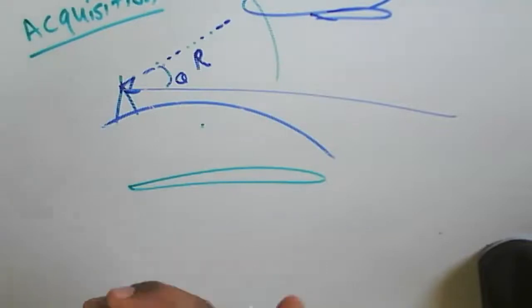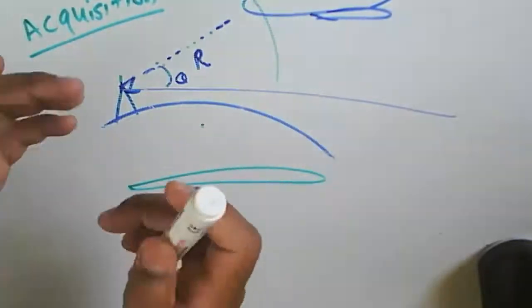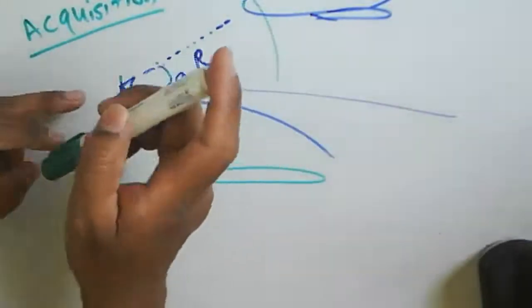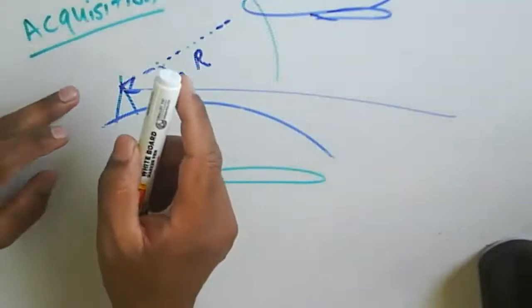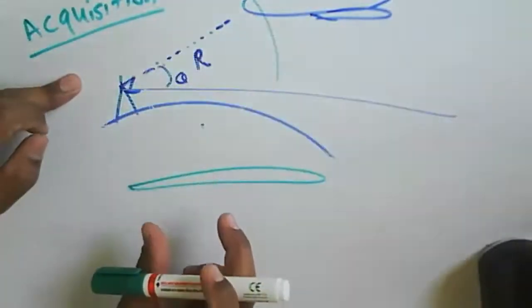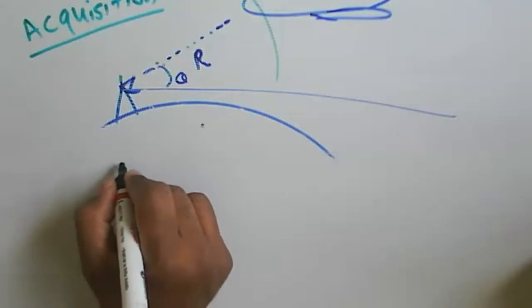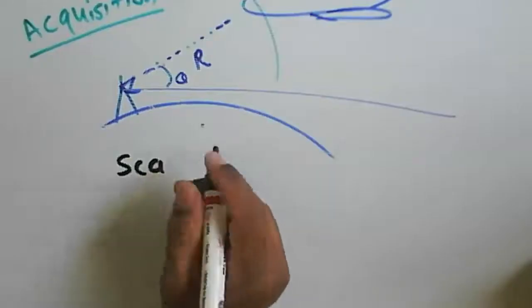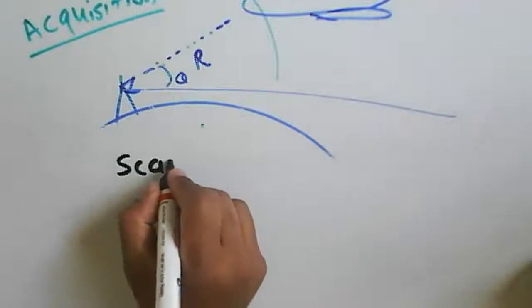Within the particular range, if it is present, then it will be tracked. So what methods are used to scan for this target? Mostly, whichever beam antenna we are using, it is rotating. When the antenna is rotating, we need to consider what type of scanning we are using. So we should know what the scan will be.